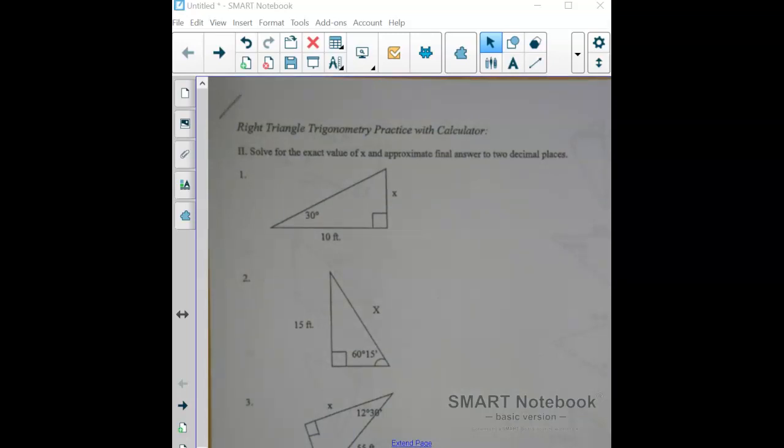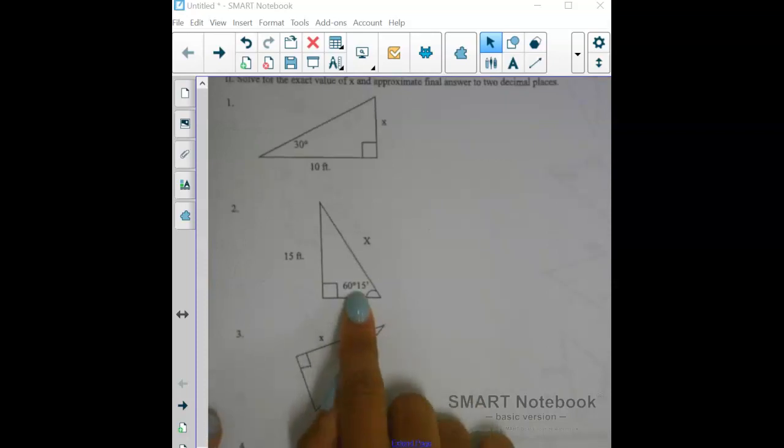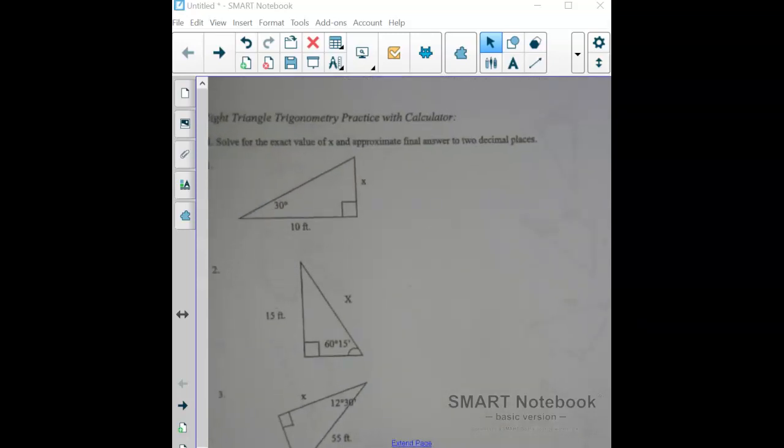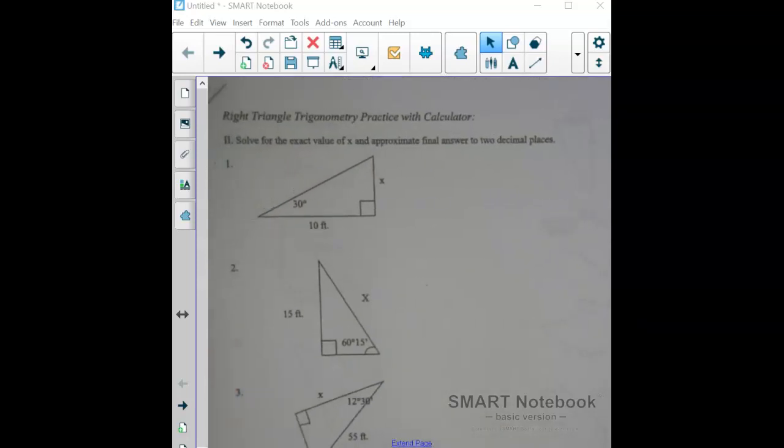Let's go through a few of these questions. I'm not going to do all of these today. Definitely don't lose this page because, for instance, questions like number 2, you don't know how to do that yet. So I will show you guys how to do it when we actually get to this concept. So for the first part of this page, it says find the exact value of x and then approximate your answer to 2 decimal places. So round your final answer.